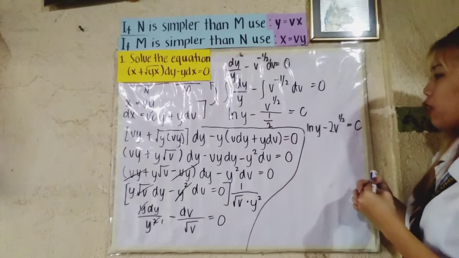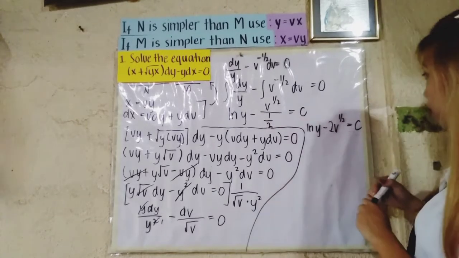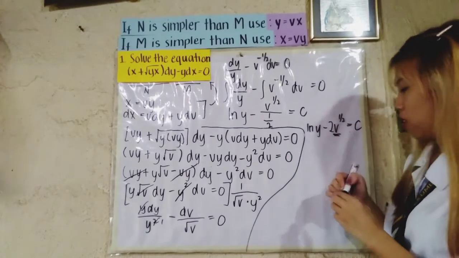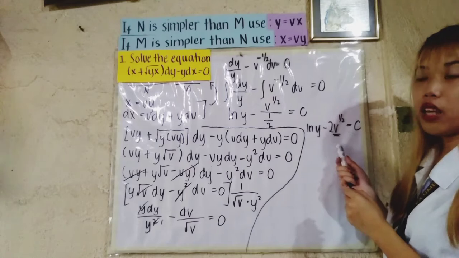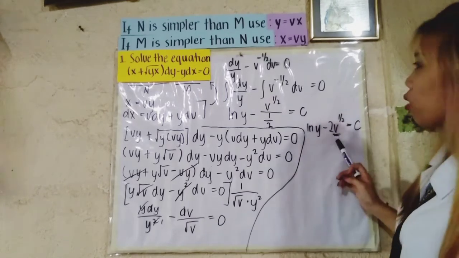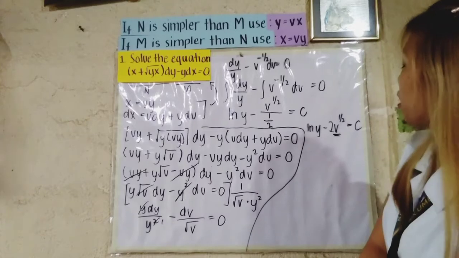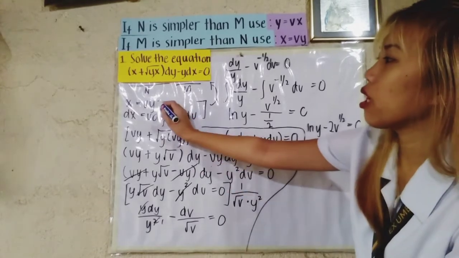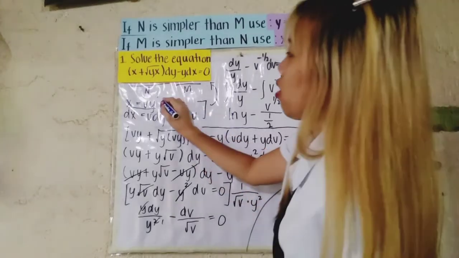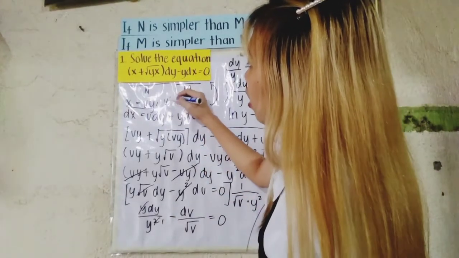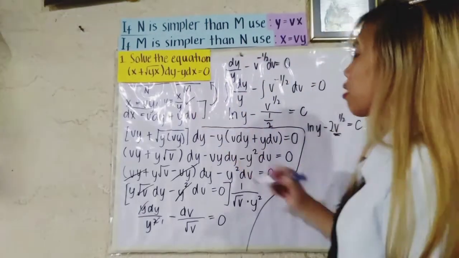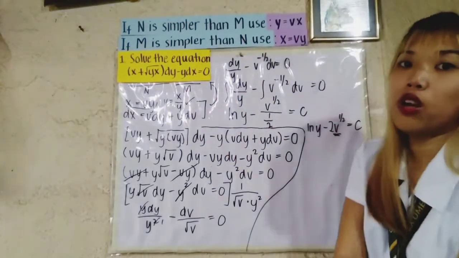Then, next natin na gagawin, as you can see, meron pa tayong term dito na v. So, ang gagawin natin, ibabalik natin siya sa original. So, di ba, ang original, ang ginamit nating substitution kanina is ito. So, dito natin kukunin yung value ng v. So, we have here v equal to x over y. So, yan yung isa-substitute natin dito sa value ng v.